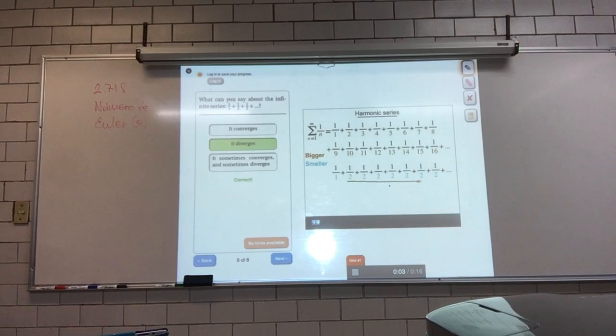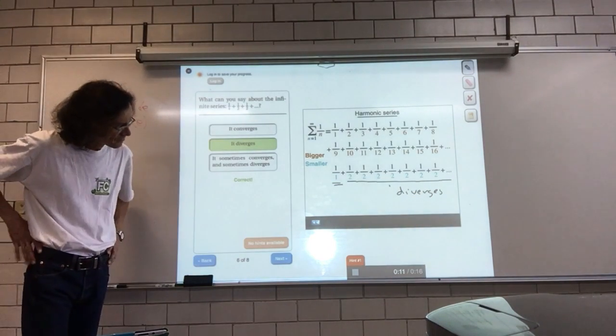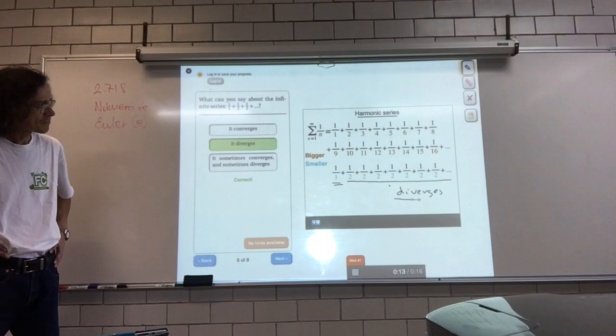If you look at these terms here, we're adding up infinitely many halves. So this series definitely diverges. Now, on top of that, you're adding one to it, which doesn't really affect anything.